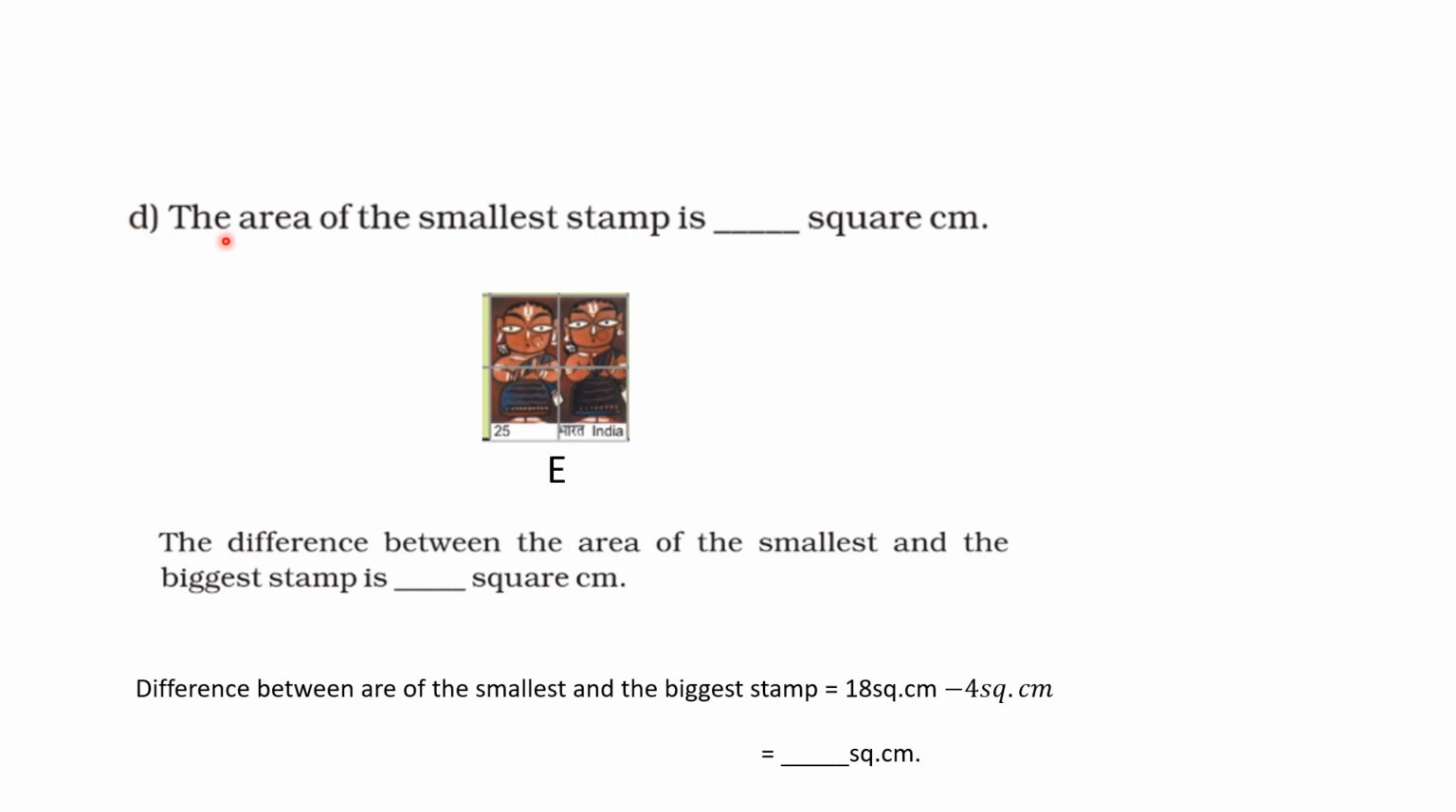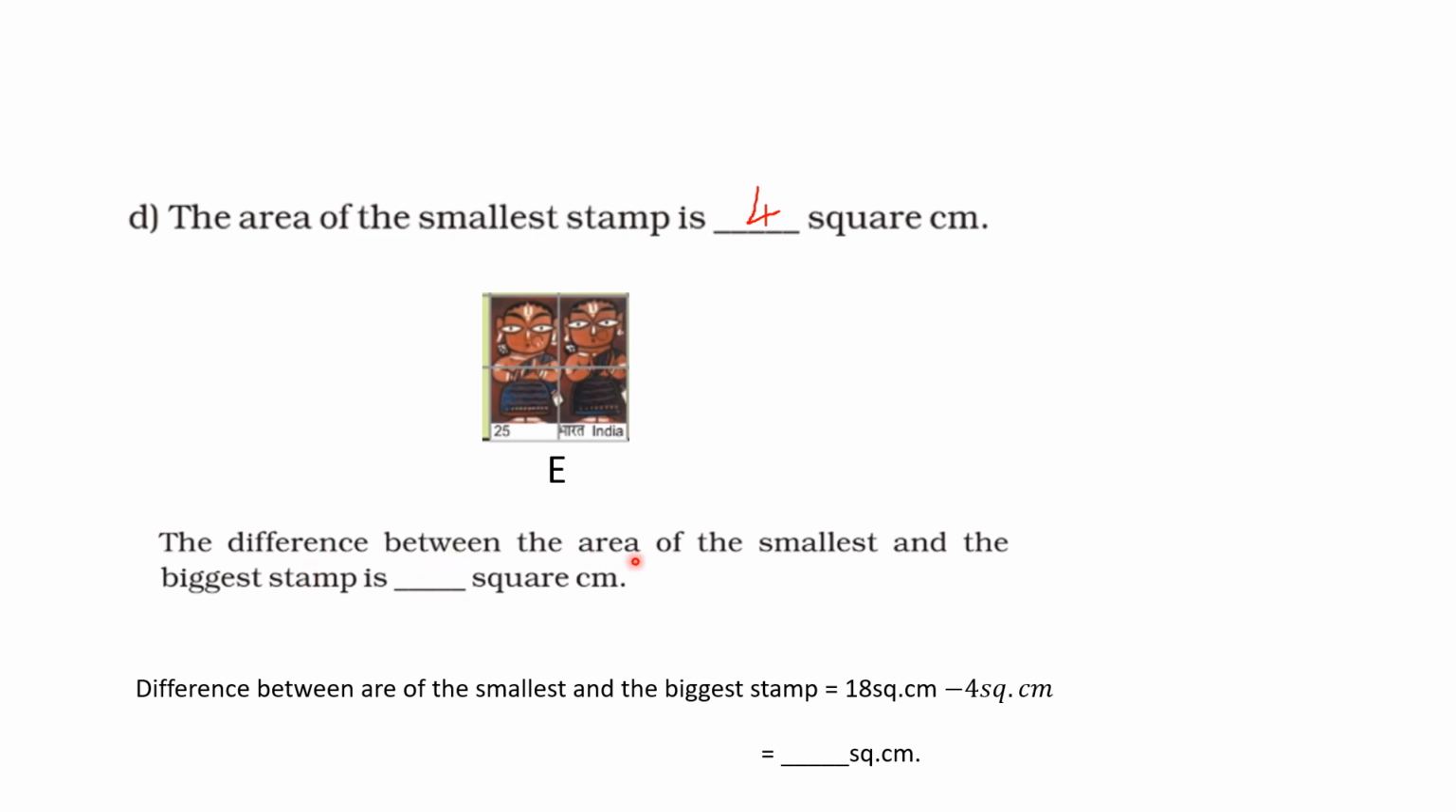Question number D. The area of the smallest stamp is dash square centimeter. Stamp E has the smallest area because it contains 4 unit squares. So it contains 4 unit squares. So area will be 4 square centimeter. It's clear? So you can write the 4 square centimeter.